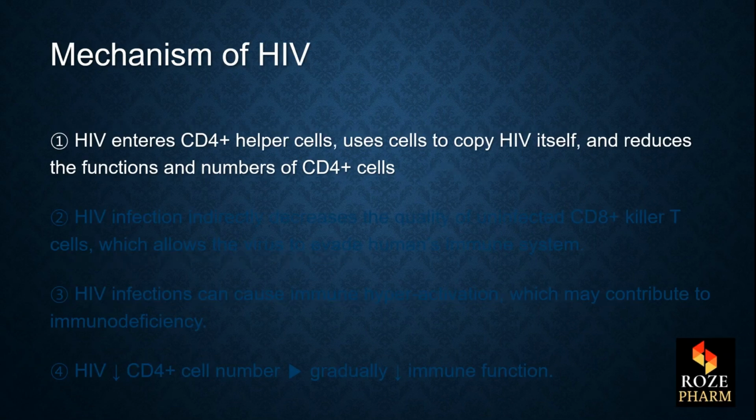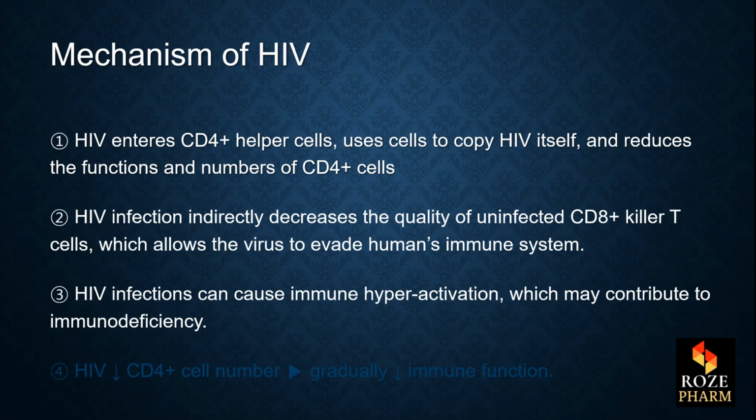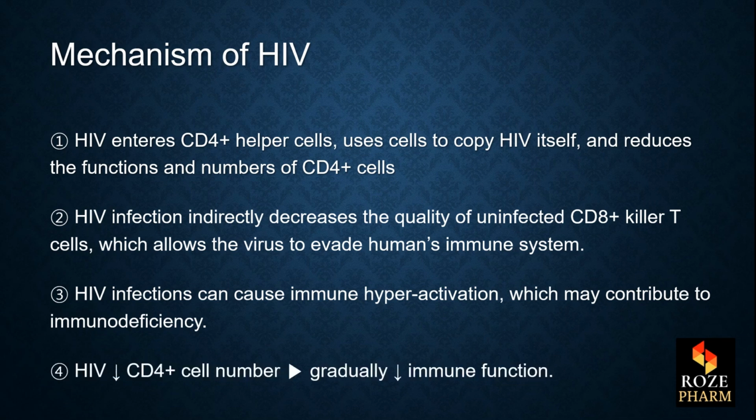Let's check out the mechanism of HIV. So first, HIV enters CD4 helper cells, uses the cells to copy itself, and reduces the functions and numbers of CD4 cells. Secondly, HIV infection indirectly decreases the quality of uninfected CD8 killer T cells, which allows the virus to avoid humans' immune system. Thirdly, HIV infection can cause immune hyperactivation, which may contribute to immunodeficiency in the end. So note that HIV decreases the CD4 cell number so that it gradually decreases the immune function.